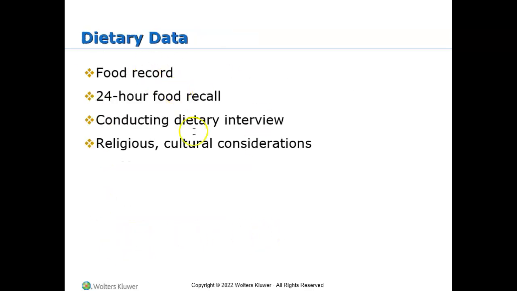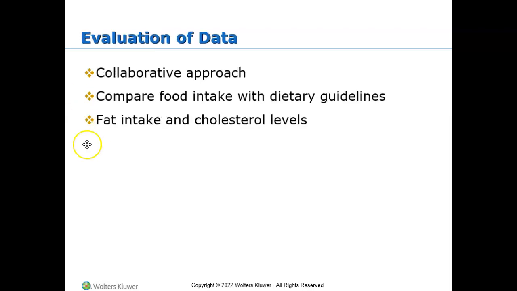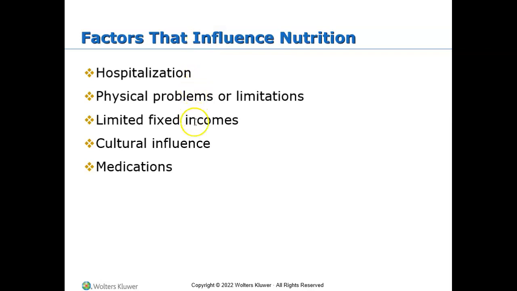And next, dietary data. So if you're looking at someone's nutrition status, we want a 24-hour food recall. What are they eating in the last 24 hours? What do they typically eat? And what considerations do they have from a cultural or religious perspective? You want to work together with your patients and their families. So here's some factors that do influence nutrition. Don't really feel like I need to go into that too much. You can figure that out just reading it, I think.